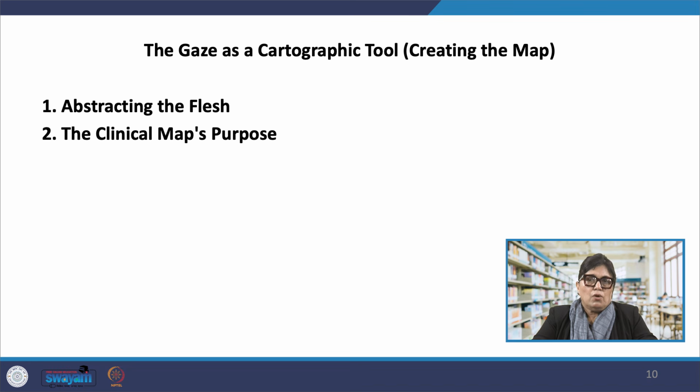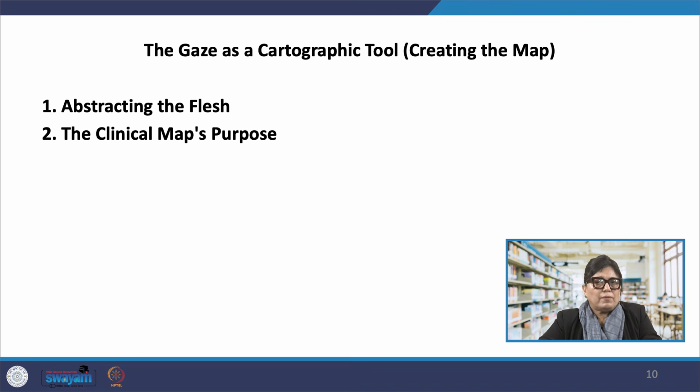The gaze as cartographic tool, creating the map. Foucault argues that the medical gaze does not simply observe a body. It actively translates that body into a scientific language. This translation is essentially a process of map making, abstracting the flesh. When a patient describes their pain, the medical gaze filters out their personal history, emotional state, and social context. It reduces a complex human life into a standardized map of symptoms, anatomical structures, and cellular behavior.